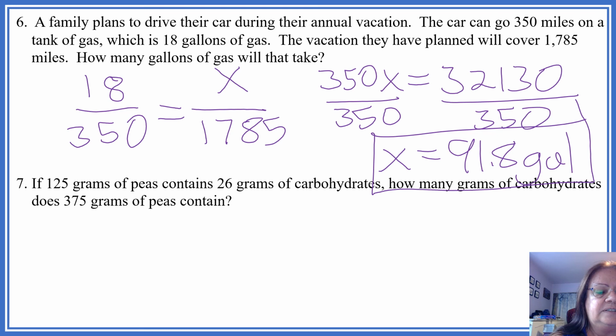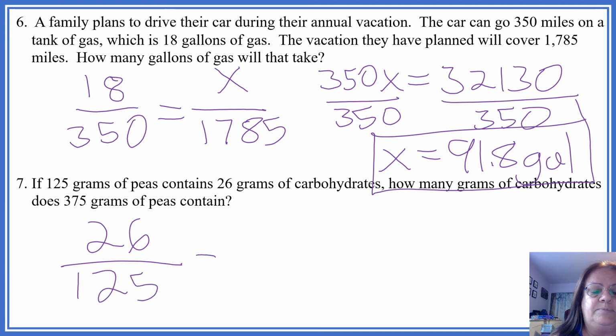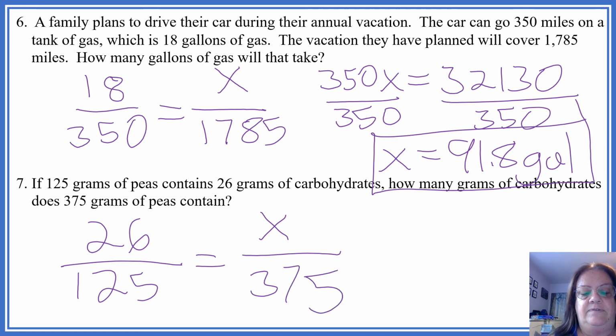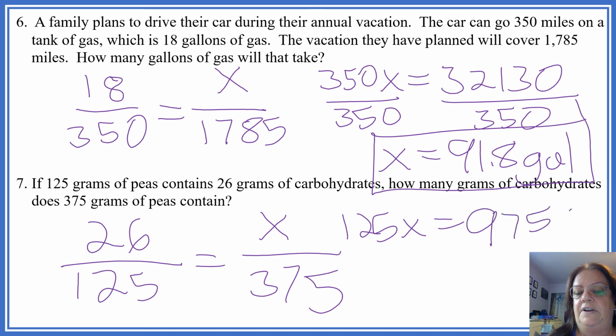If I have 125 grams of peas and they contain 26 grams of carbohydrates, how many grams of carbohydrates does 375 grams contain? So we're putting our carbohydrates on top. 26 grams of carbohydrate for 125 grams of peas is x carbohydrates for 375. So we have 125x equals 26 times 375, which is 9,750.